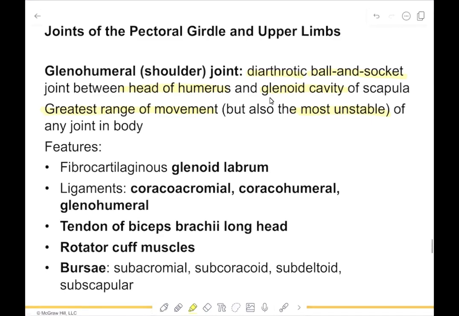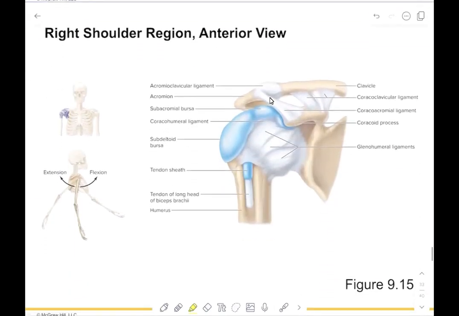So some of the features of this joint are the glenoid labrum, various ligaments, which are named for the parts of bones where they attach to, the tendon of the biceps brachii, rotator cuff muscles, which you'll be learning in upcoming chapters, as well as various bursa. Remember, these bursa are strategically located where there is excess friction. They contain synovial fluid.